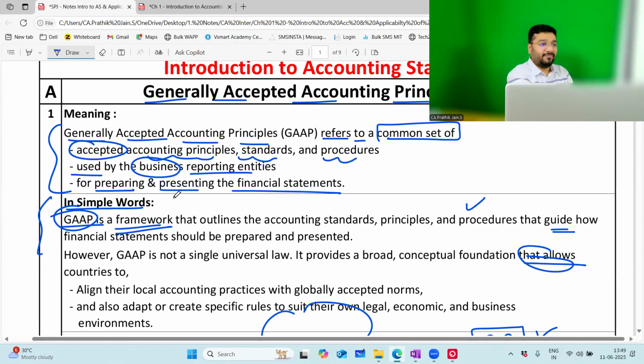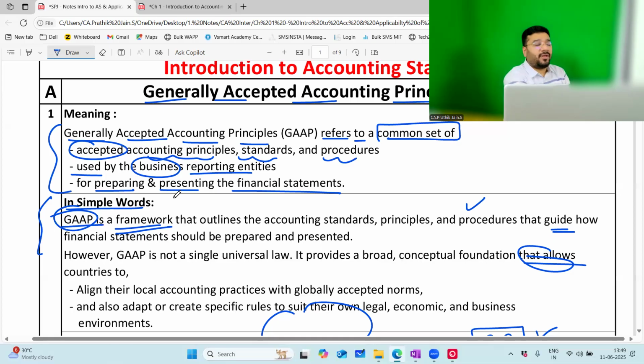GAAP is generally accepted accounting principles. So it gives a framework. Basically, it outlines a few procedures, principles, rules that we should follow to prepare FS. That all the countries should follow to prepare FS.